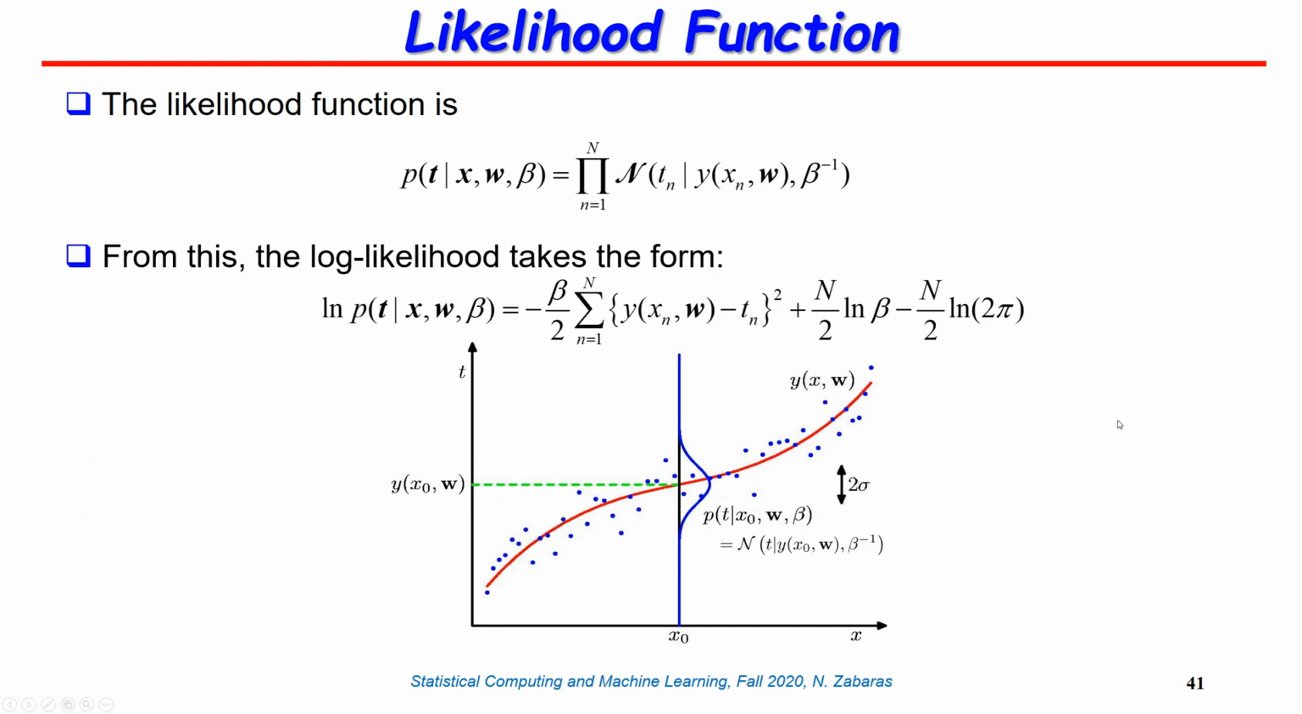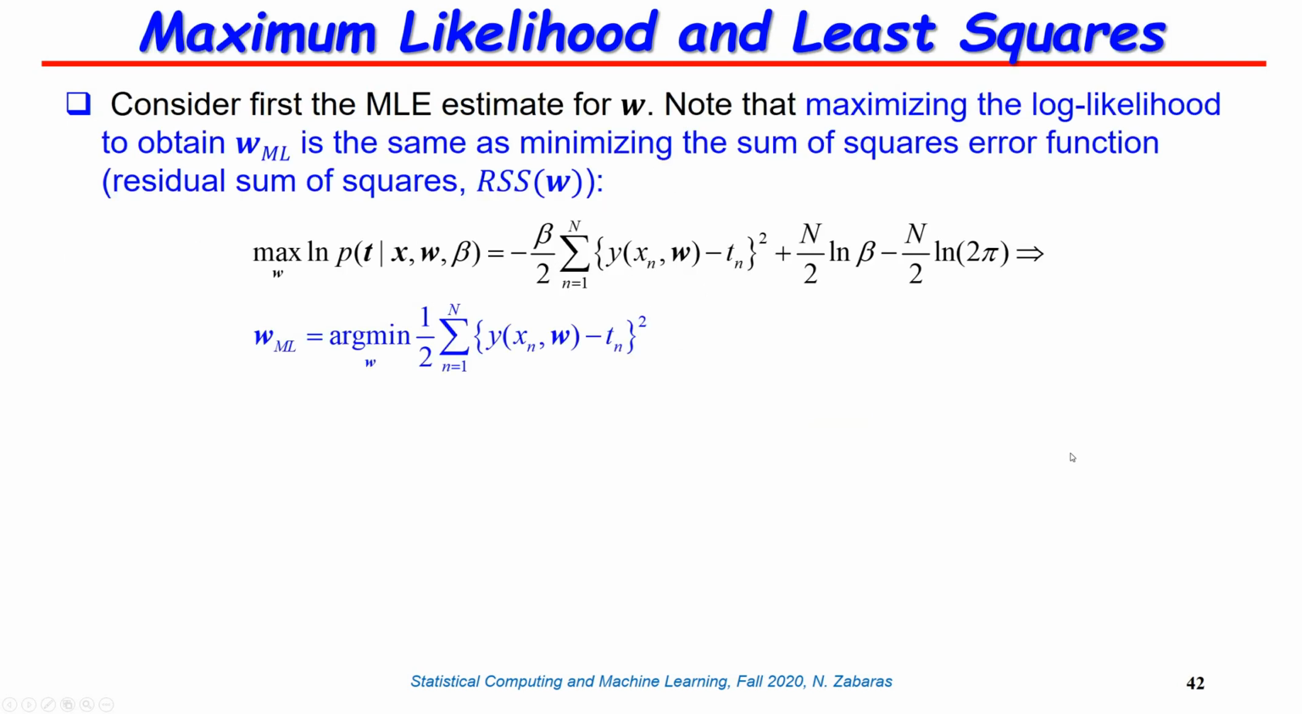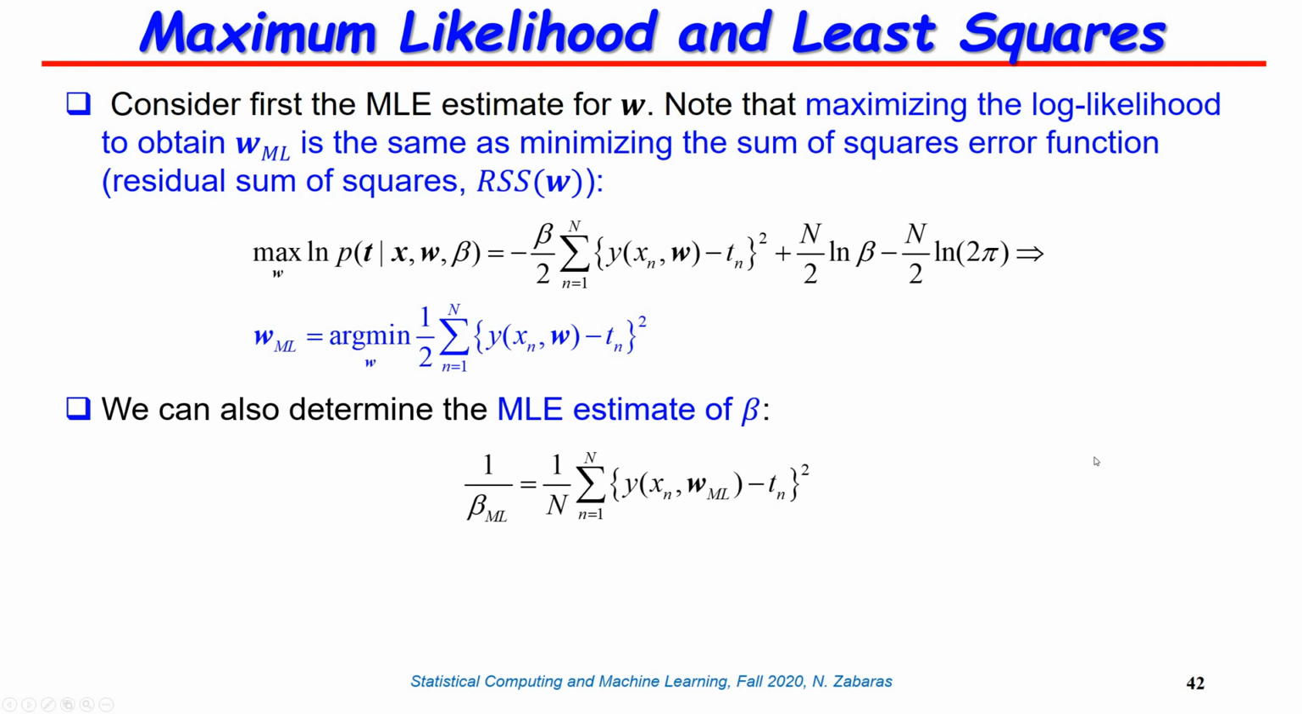The way we're going to do this is take the log likelihood, which we need to maximize. You notice the only place that W comes in is the first term. So maximizing this with respect to W is the same as minimizing the square error. Immediately we conclude that least squares and maximum likelihood give one and the same answer. And then beta comes in on the first term and on this term, and this will give us an estimator for beta.